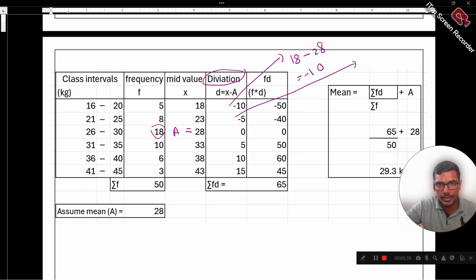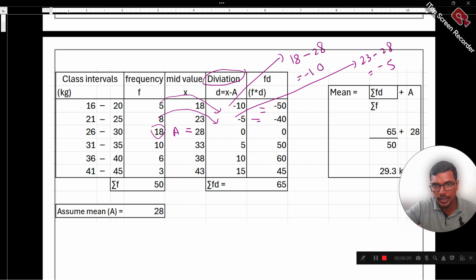Mid value is 23, minus 28, which will be minus 5. So which will give the deviation. Then we should take the multiplication of that. Frequency times deviation. 5 times minus 10, which will be minus 50. 8 times minus 5, which will be minus 40.